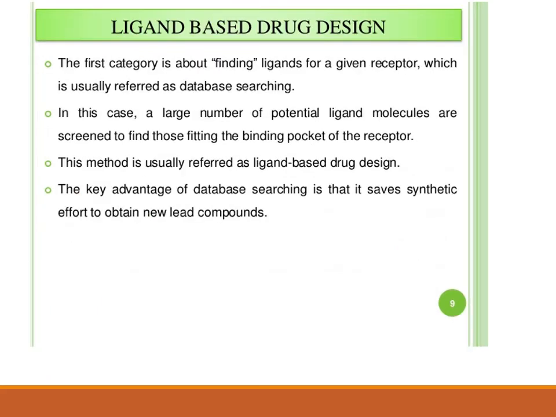Ligand based drug design, the first category, is about finding ligands for a given receptor, which is usually referred to as database searching. In this case, a large number of potential ligand molecules are screened to find those fitting the binding pockets of the receptors. This method is usually referred to as ligand based drug design. The key advantage of database searching is that it saves synthetic effort to obtain new lead molecules.